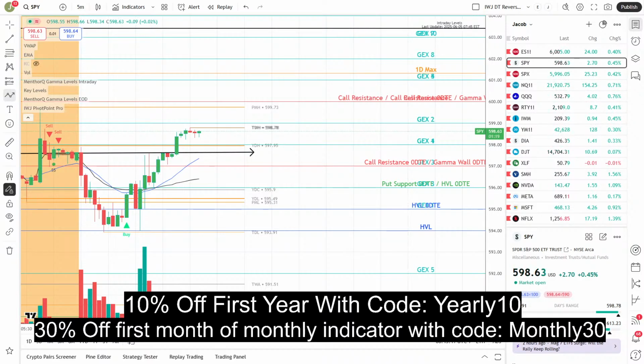What is the next target after 60.16? I'd have to go look at the ES. Let me stay here for a minute for this trade.